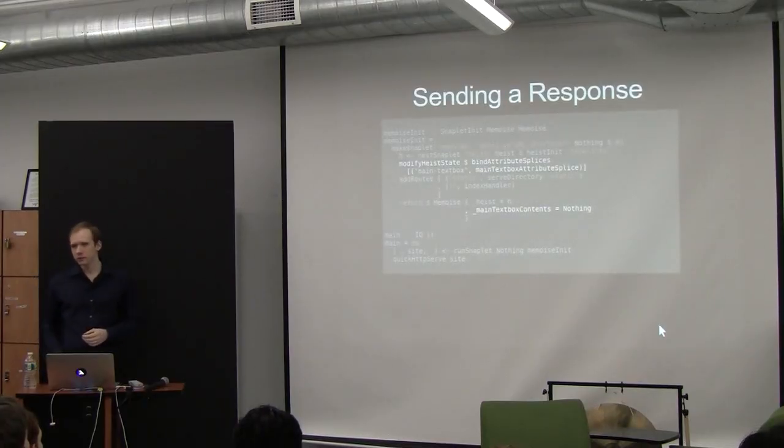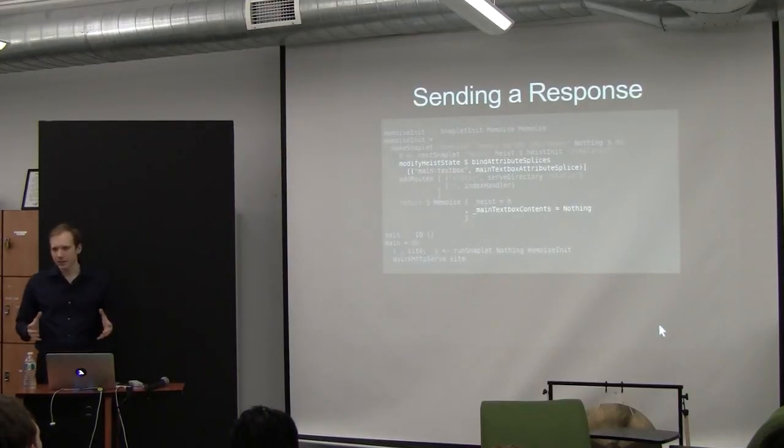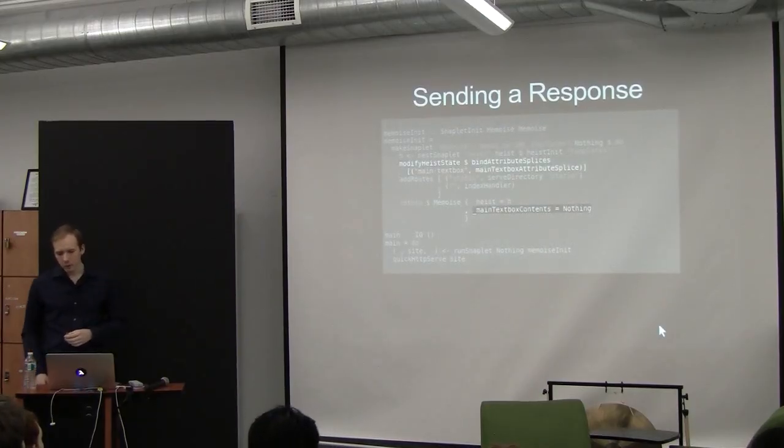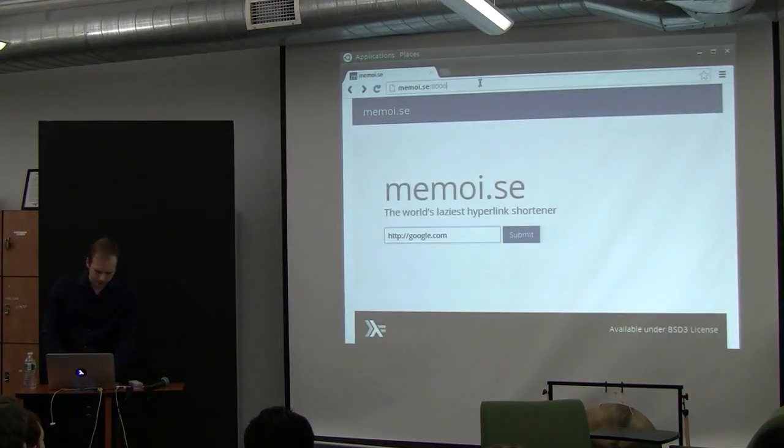Now, the final thing that we need to do is actually install this splice in Heist. And we do that by modifying our initializer so that it modifies the Heist state on initialization. It'll bind the attribute splices here. And all we're saying here is that if you find an attribute called main text box, then invoke this main text box attribute splice. We also need to initialize the main text box contents to a sensible default value. In this case, nothing. All right, so now we can see how this actually works.